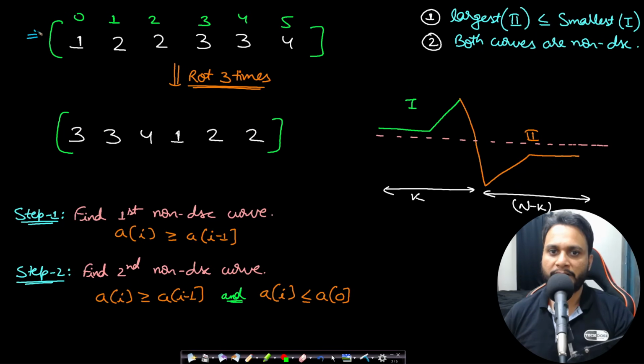So if you look at another array input where the size of the array is 6, and if I rotate it 3 times, then the last 3 items will come in the beginning, and the rest of the items will be shifted by those many positions, right? So this is how the array will look.